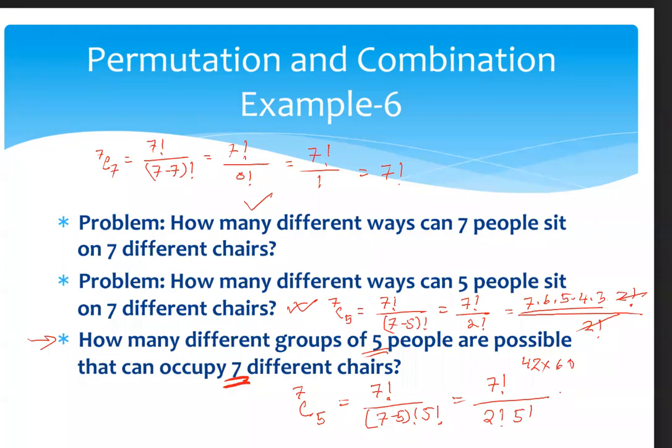And let's go ahead and do that. 7 times 6 times 5 factorial divided by 2 factorial, which is 2 times 1, times then 5 factorial. This cancels out. 2 goes into 6 3 times. So 7 times 3 is 21. There are 21 different ways you can do that, or 21 different groups possible.